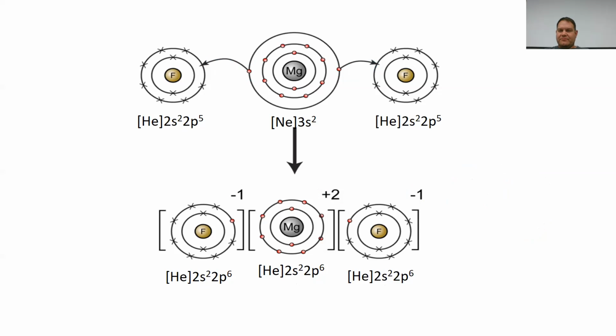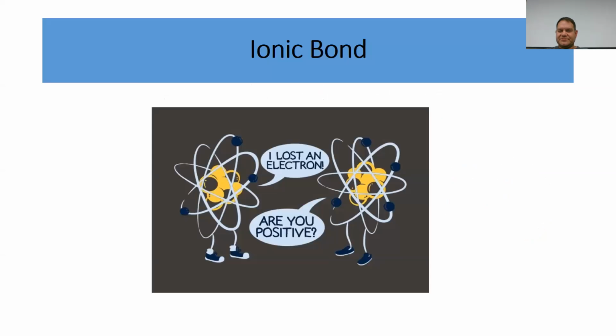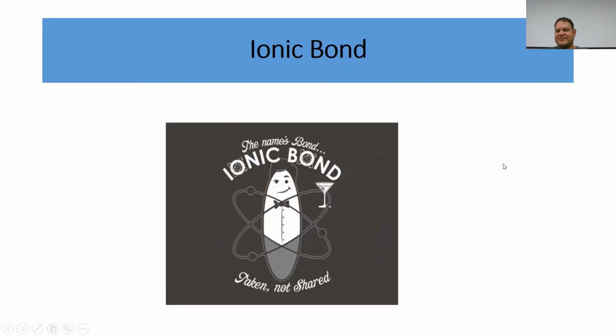All right, one more thing I want to just discuss. Oh, got a cartoon. Here's our cartoon for the day. One atom says, I lost an electron, right? The other atom says, are you positive? Okay, bad Kim joke. Here's another one. If you know anything about James Bond, the name's Bond, ionic bond, taken, not shared. Got it? Taken, not shared. Yeah, you'll understand more about that when we get into covalent bonding, about sharing electrons. Okay. Anyway, 2 jokes for the day.